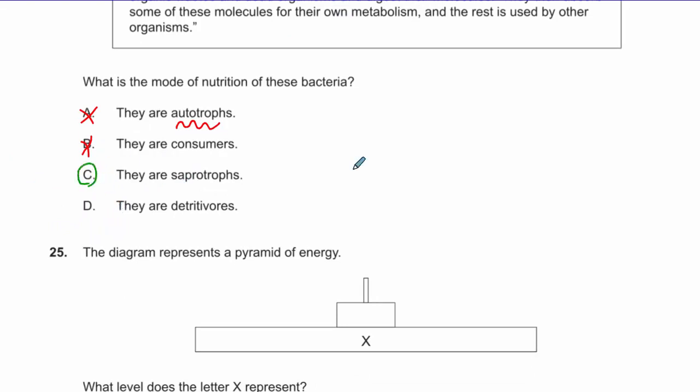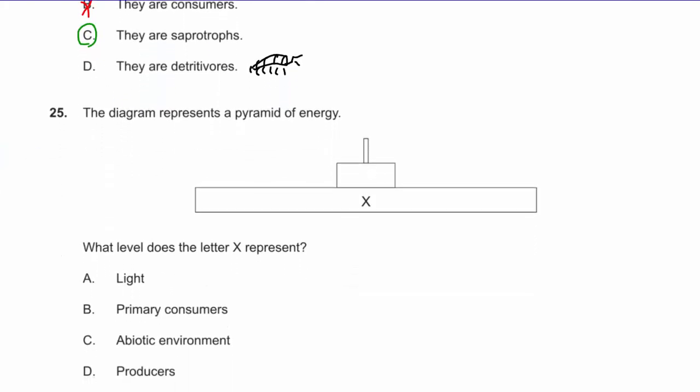They are detritivores. Well, detritivores are similar to saprotrophs, but detritivores are like wood lice. Have you seen those? They ingest the dead organic materials. That's more a detritivore. So C, saprotrophs, correct. Fungi also are considered saprotrophs.